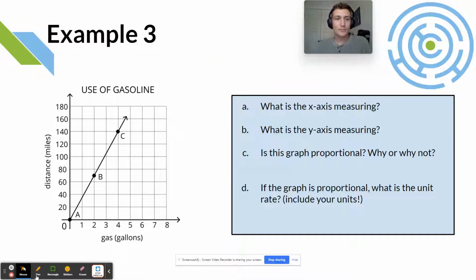Fireworks. Example 3. Go ahead and answer. What is the x-axis measuring? What is the y-axis measuring? Oh, and we'll get to that once you're done answering this. But you also have to identify these points. We'll talk about it.